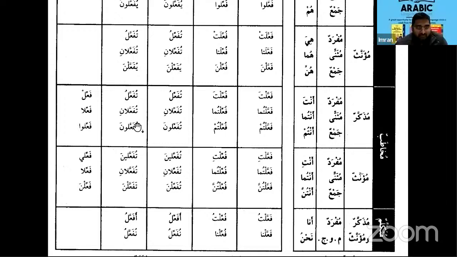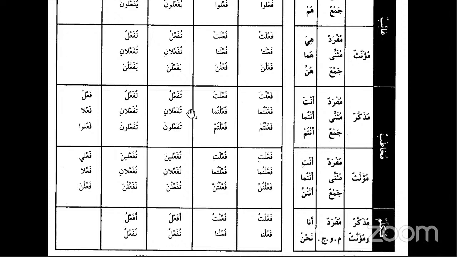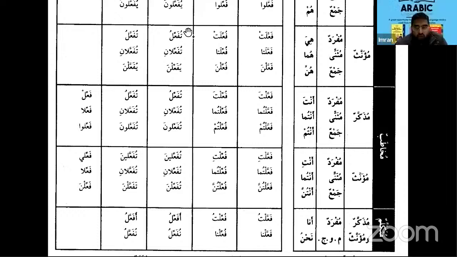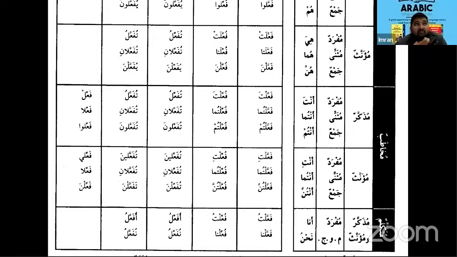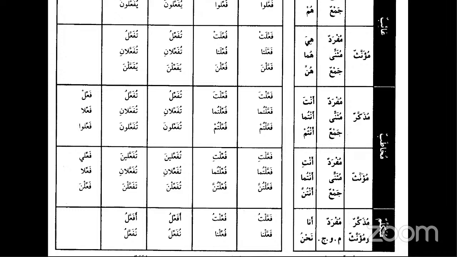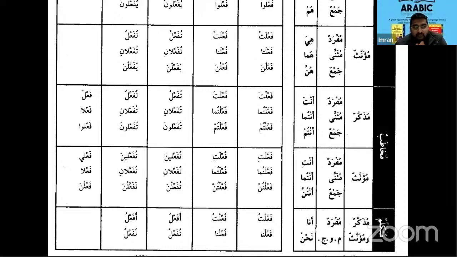Imperative of tahara, yutahiru, tathir. How would you make the imperative? So for tutahiru, the ta will be removed, and we don't need to add anything here. So it's tahir. Excellent. Tahir, tahira, tahiru, tahiri, tahira, tahirna. Is that clear for everyone?